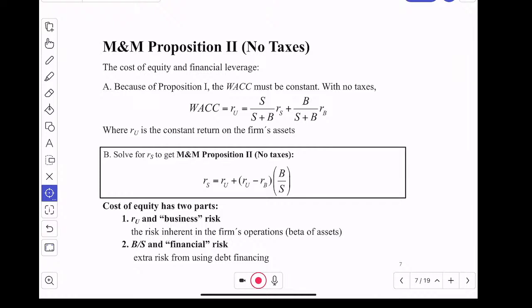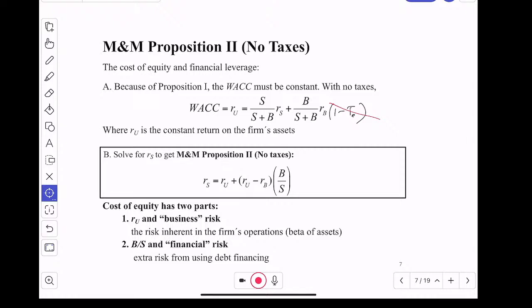Now remember what the WACC is, right? WACC is the weighted average cost of capital. This is the formula for WACC without taxes. Notice there's no taxes, so I took that out. This would usually have a corporate tax rate there, but I take that out. And I just have this weighted average.